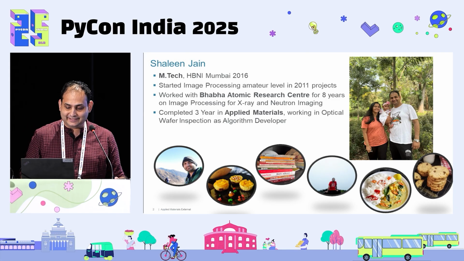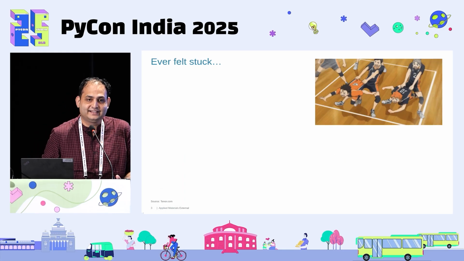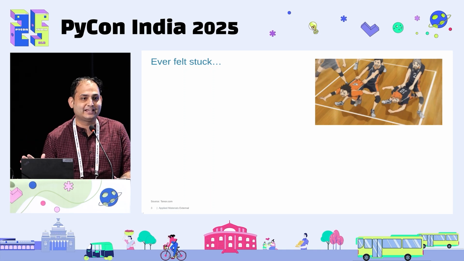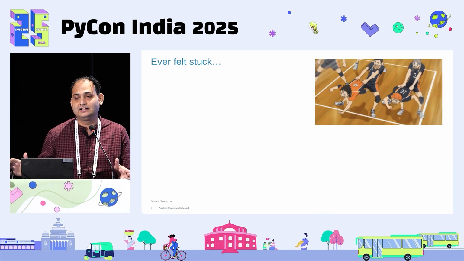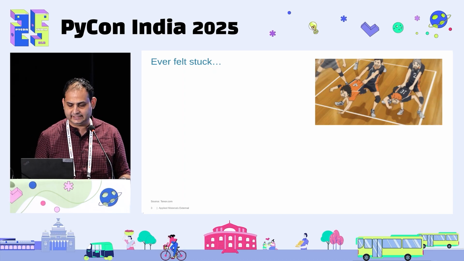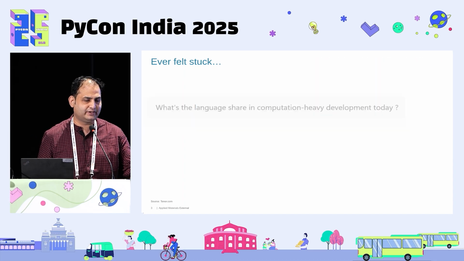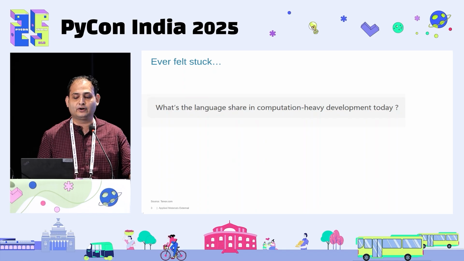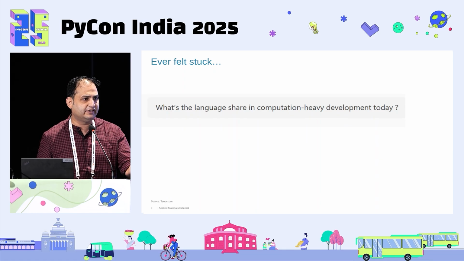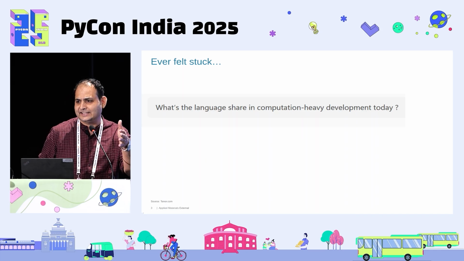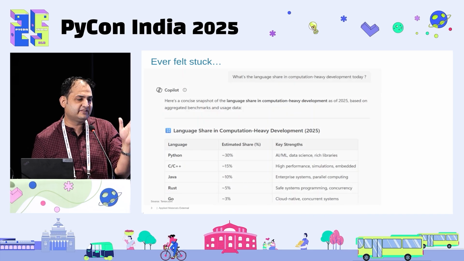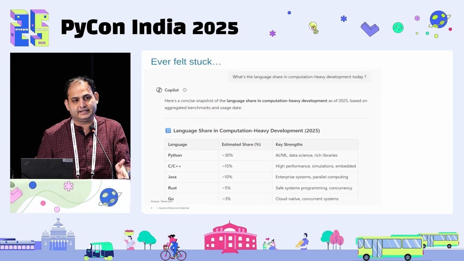Now coming to the topic, have you ever felt stuck? I'm not talking about the Marathahalli bridge or Silk Board. I'm just talking about, have you ever felt stuck during programming? We all have been. In one case I'll be discussing here, I went to my close friend nowadays, Copilot, and asked what's the language share in computation heavy development today? What is the percentage share of different languages? I think it's a no-brainer, but the number I can show you says 30% of the new code being developed is being developed in Python.